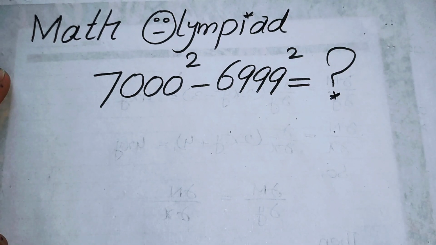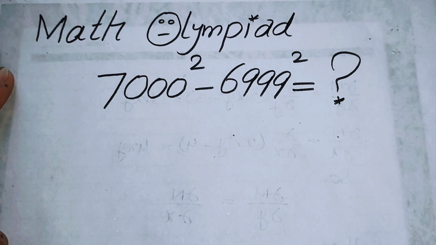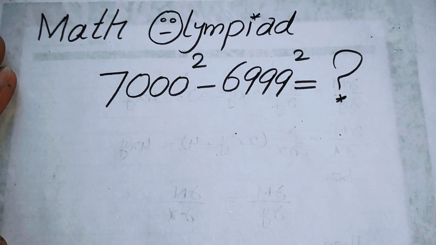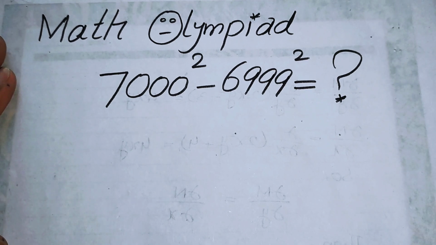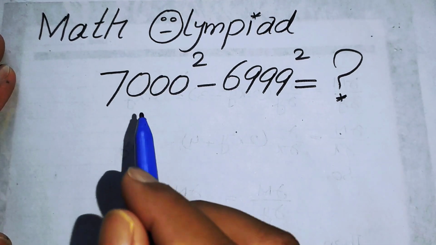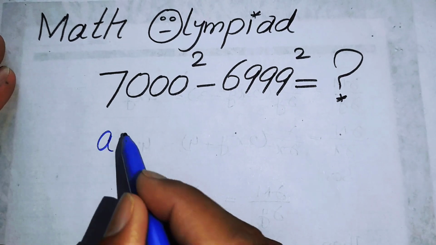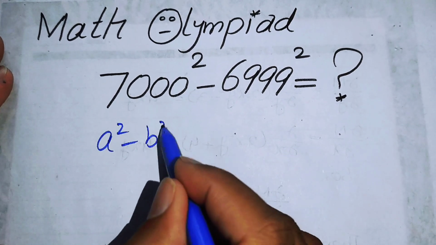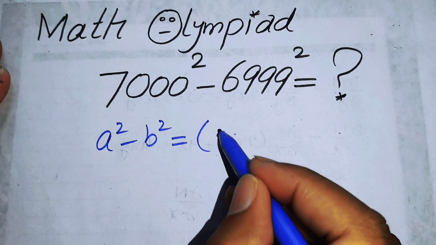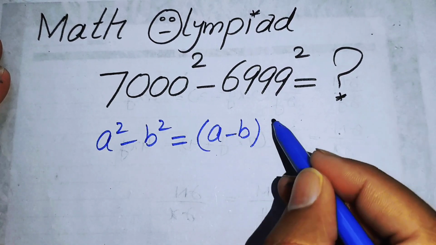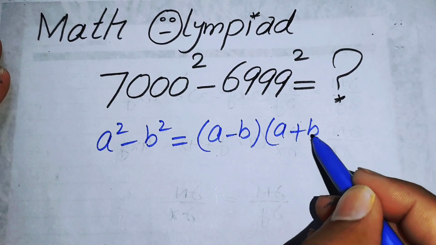In this video we are going to solve this nice square problem, and here I can solve this question by using the important identity. First I will introduce this identity. You know that a square minus b square is equal to a minus b times a plus b.